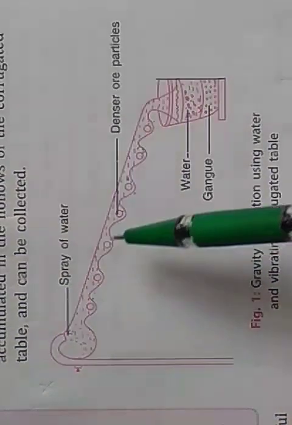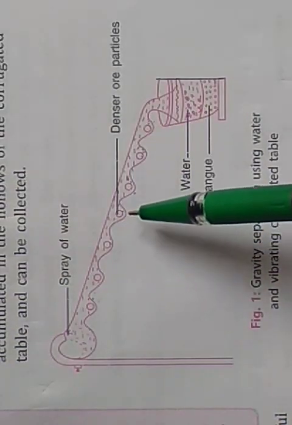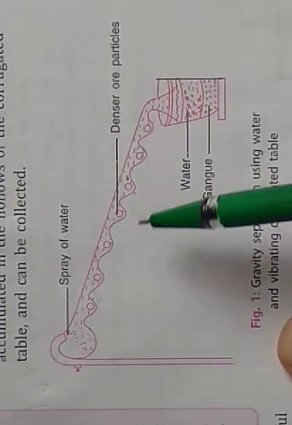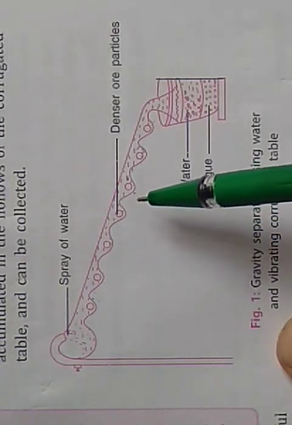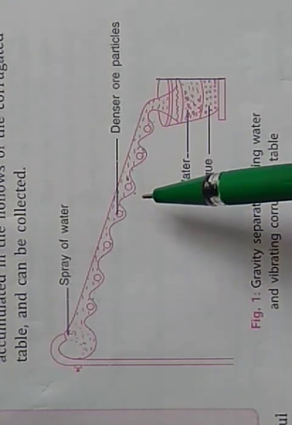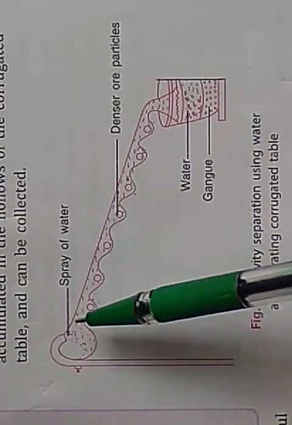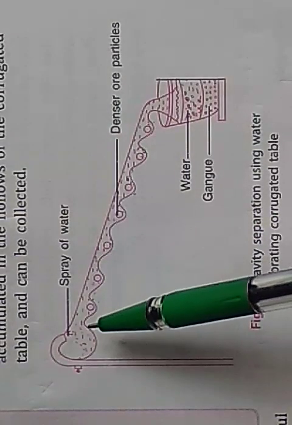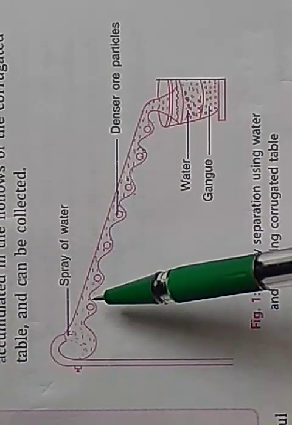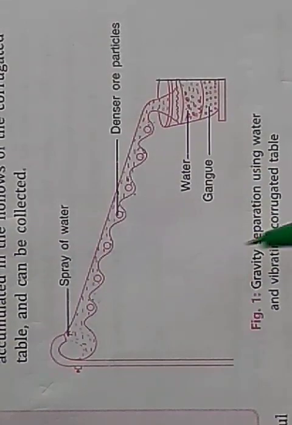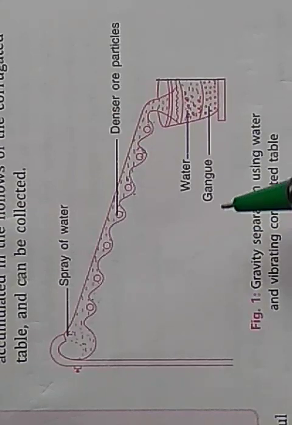This method is applied if oxide and carbonate ores are to be concentrated. In this process, water is sprayed on the corrugated vibrating table, so this process is also called hydraulic washing.